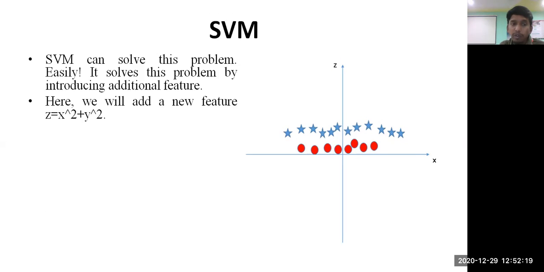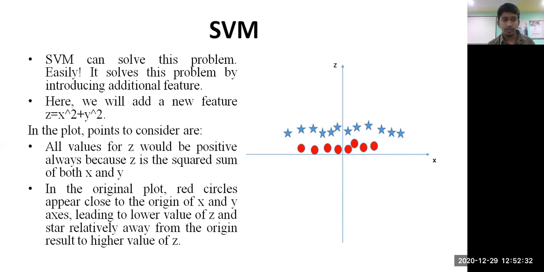The same data, when I apply the square, that is x square plus y square, even negative data will become positive, and all the data will be above your initial line. That's why you can see the data as positive data. So in this graph, all the values of z would be positive because z is the squared sum of both x and y. Previously, when I took those data, z was negative. That's the reason some points are positive, some are negative.